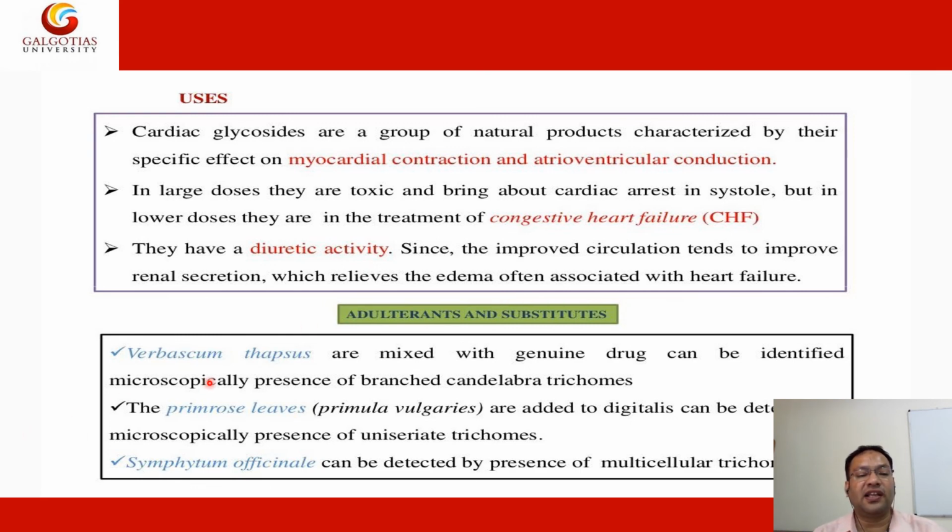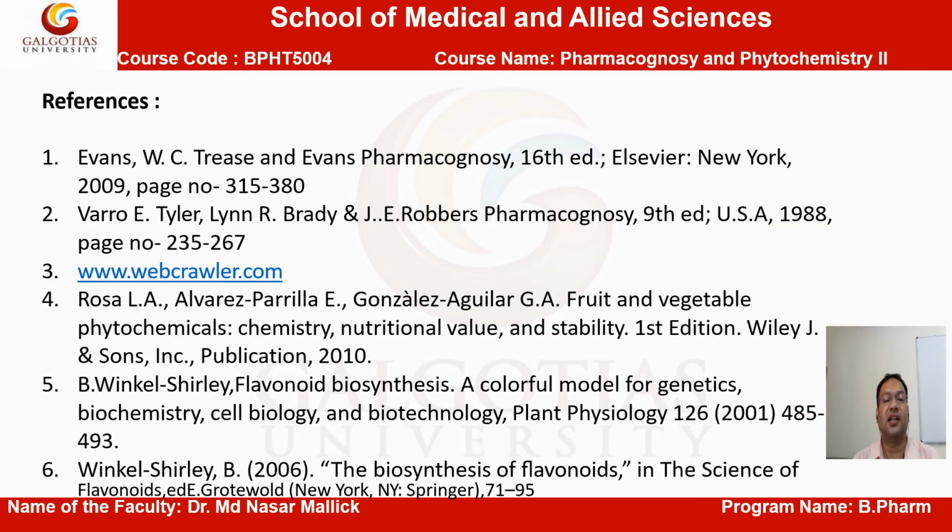Adulterants and substitution varieties: Verbascum thapsus, primrose leaves and Symphytum officinale. These are the substitution varieties. These are the references of this lecture. You see there are reference books, some internet content, and some research papers. If you have any queries or questions, you can ask me.